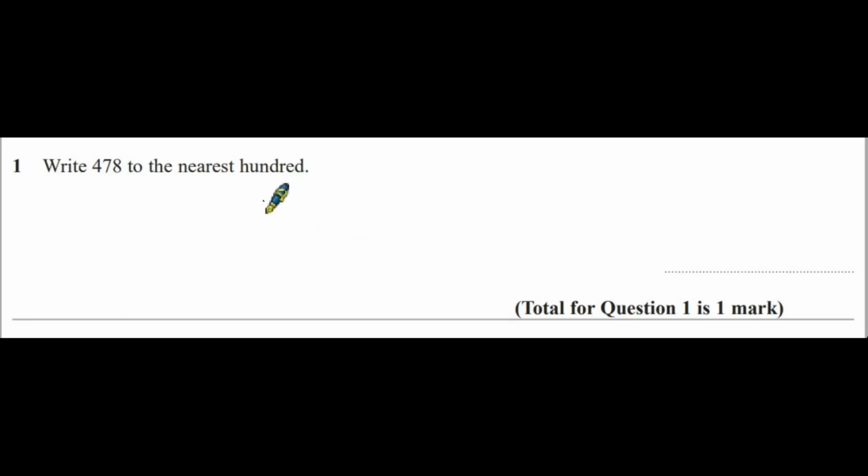So question 1 asks us to write the number 478 to the nearest hundred. Well, the hundred column is the 400, and if we are looking to round, then the number we need to be looking at is the 7, and we use the rule, is this 5 or above? If it is, we round up. If it's below 5, we round down. Well, a 7 is definitely 5 or above, so we need to round this to the number 500.